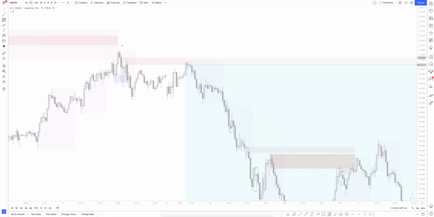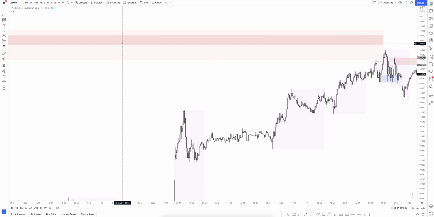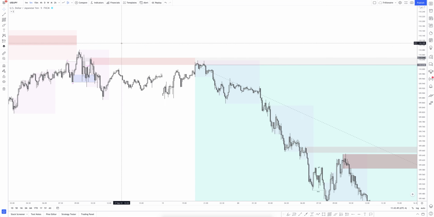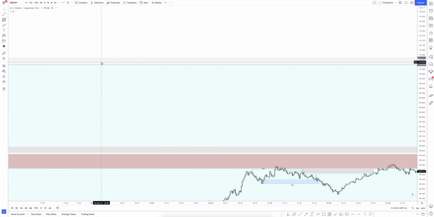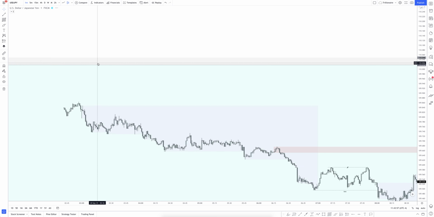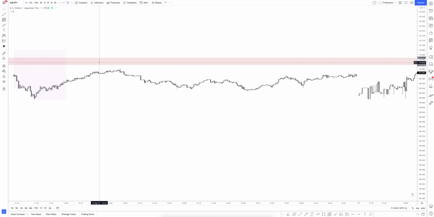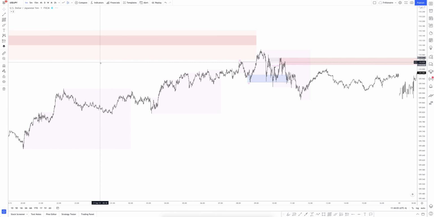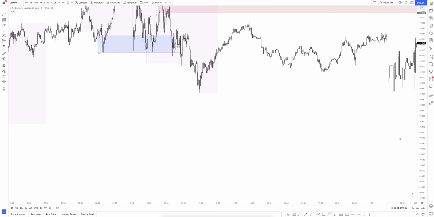Let's go on the M5 actually. All right, so let's go to the M1 actually. I just want you guys to see this very, very clear. I can see it on the M15, M5, but if your eyes aren't trained for it just yet, I want to make sure that you guys can see this on the lower time frame.